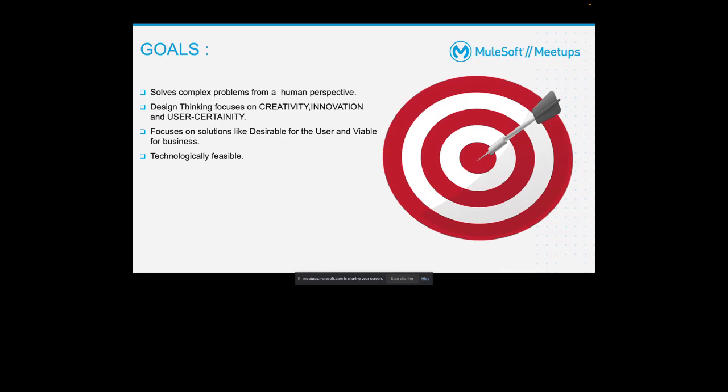Again, we are in the business market. If you are in the tech market and working for any business, at the end of the day we are fulfilling the client's need, and the client is fulfilling their customer's need. So again, it should be desired by the user, the user is the customer, and it should be viable for business.